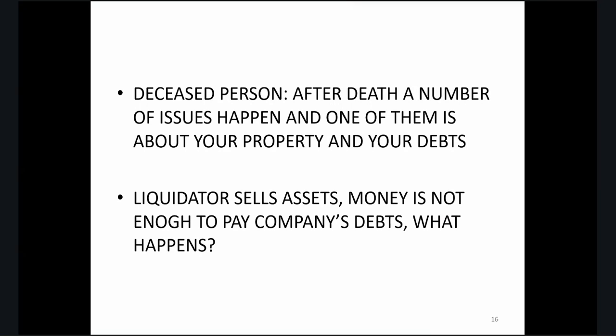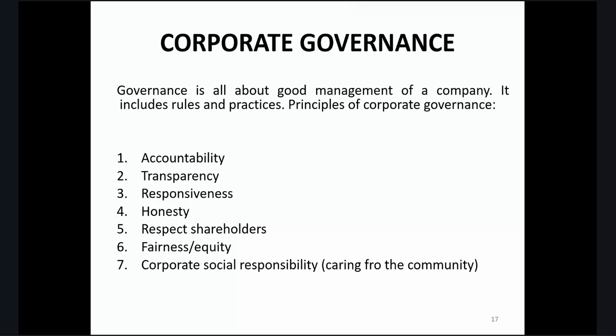There are two important questions here. One, a deceased person, after death, a number of issues happen, and one of them is about your property and your debts. That was the example I was given. But importantly, this question: the liquidator sells assets, money is not enough to pay company debts. What happens? So it will be paid according to the rank. That is why we have what we refer to as secured creditors. You pay government taxes and debts, then comes secured creditors. If you paid the first 2 or 3 secured creditors and government debts and the money is not enough, you will then simply have to continue to the court. That will be the business part of profit and loss. But there is a rank, there's an order, and people have to be paid as such.